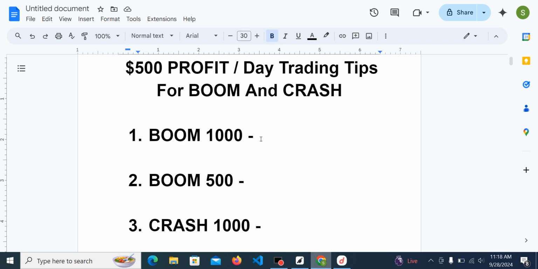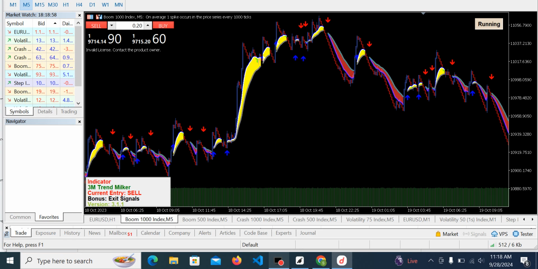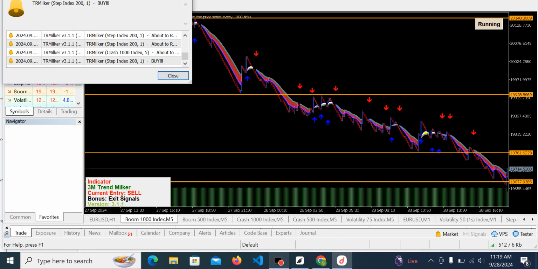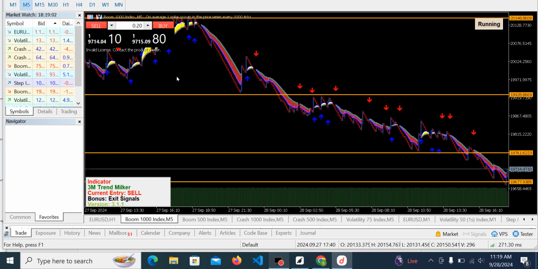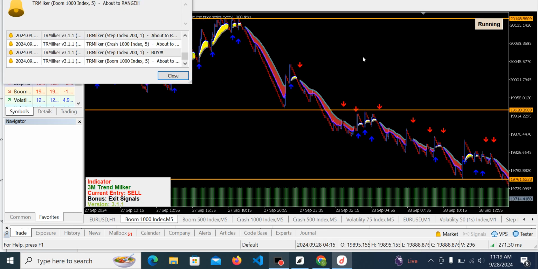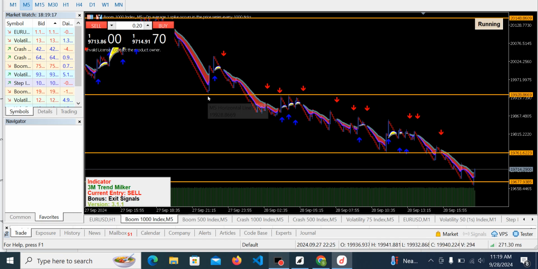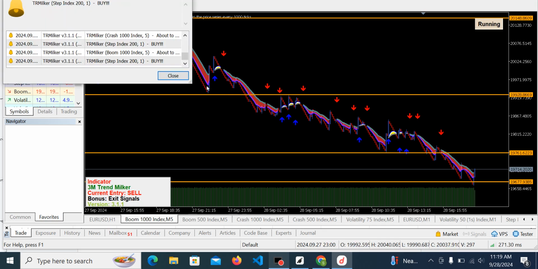Okay, so quickly, let's go straight into what we have right here, starting with Boom 1000. Okay guys, this is Boom 1000, and of course I'm on the 5-minute time frame using the 3M Trend Milker trading indicator. This actually started a downtrend right from this resistance zone. You can see it right from here. It gave us the red flag, which signifies a downtrend, and of course it has been selling since then. And of course guys, it had a stop at this point, pulled back a bit, but went back up to break out below it.